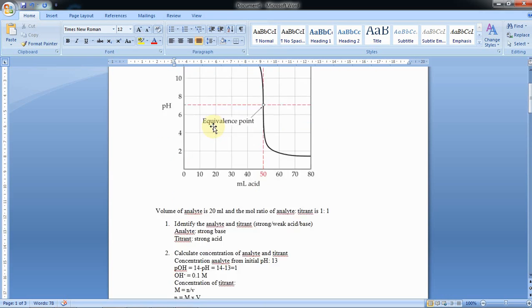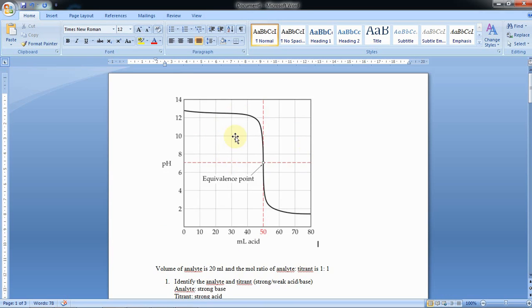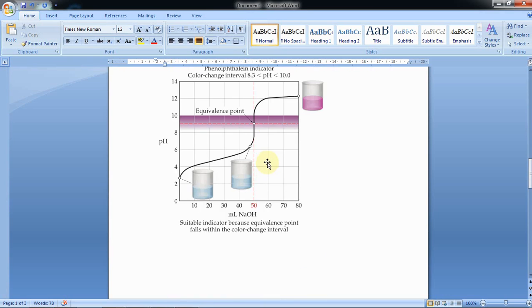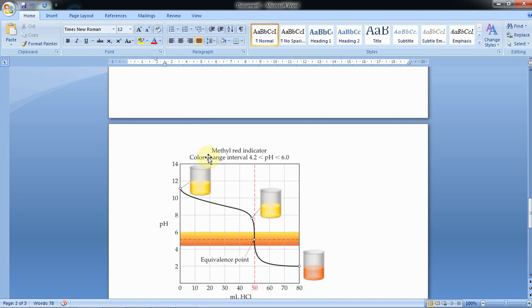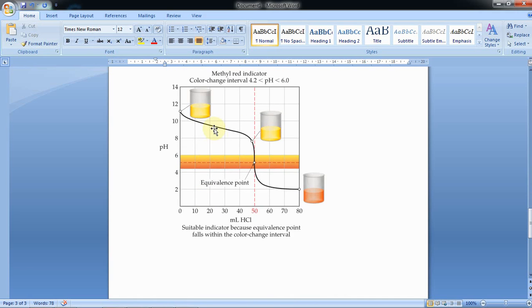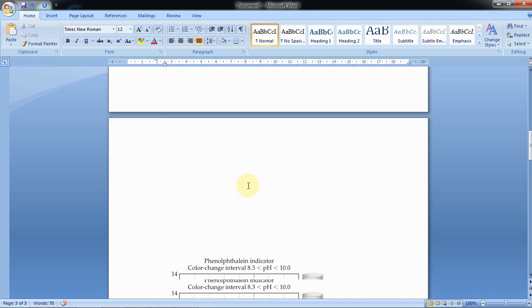That's the example for a strong and strong. Now for the weak and strong, you need the value of Ka or Kb. If not given in the question, you may want to ask your teacher about it. Okay, I guess that's it for today, the general idea of how to read the titration curve.